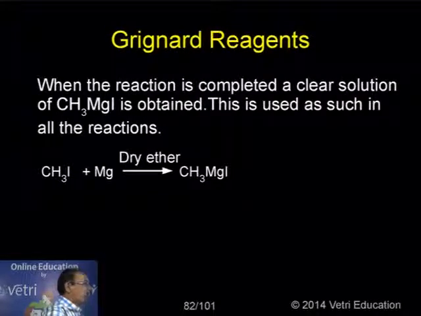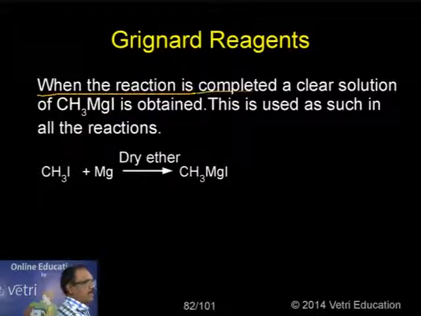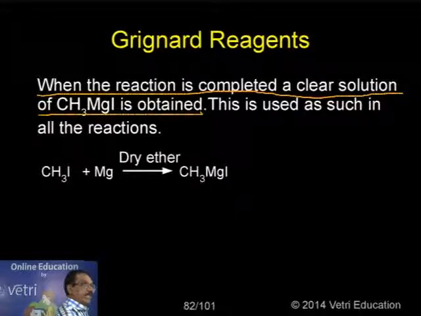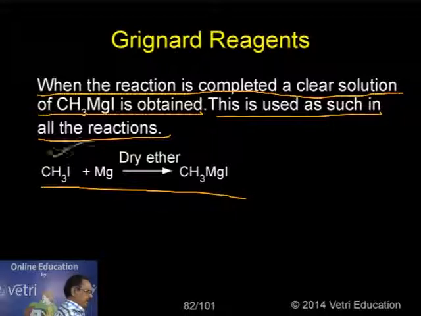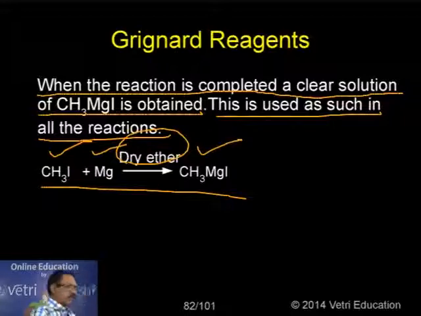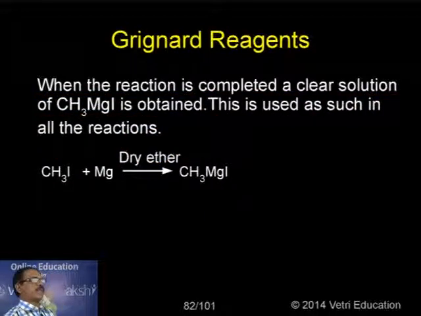Now, let me discuss the preparation. When the reaction is completed, a clear solution of methyl magnesium iodide is obtained. This clear solution is used as such in all the reactions. Only the clear solution we are using as a Grignard reagent. So this is the stoichiometry: methyl iodide, magnesium in presence of dry ether, gives methyl magnesium iodide. It is present in dry ether, meaning it will be in the form of an ether solution. That solution only we are going to use as a Grignard reagent.